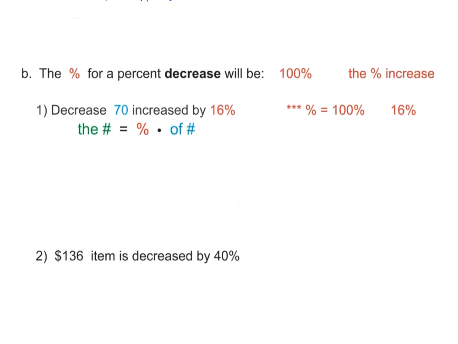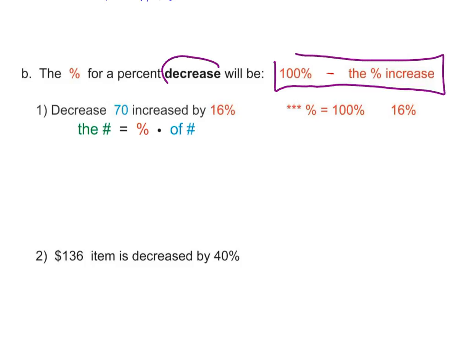All right, so if with a percent increase, we add the percent to 100%, what do you do with a percent decrease? You would subtract it, right? So this is 100% minus, because this is a decrease. So now in this first example, we want to decrease 70 by 16%.